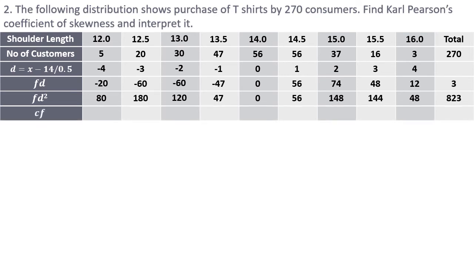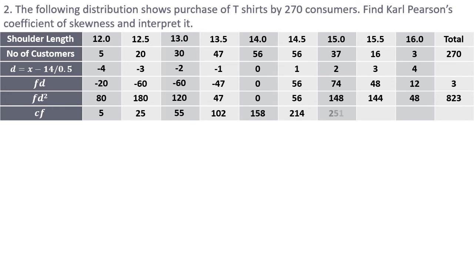Now for the calculation of median, you need a cumulative frequency. So in advance I am preparing all the columns here, so while calculating the measures I will not have to go back and prepare new columns. So FD is for mean, FD and FD square are for standard deviation, CF is for median. How to calculate CF? The first frequency is 5 plus 20, 25, plus 30, 55, plus 47, 102, plus 56, 158, plus 56, 214, plus 37, 251, plus 16, 267, plus 3, 270.